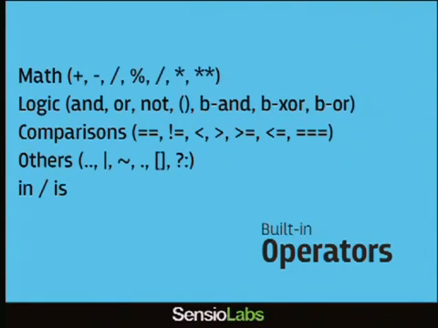So here are the built-in operators. As you can see, we have a bunch of math operators. We have all the logic ones, the comparisons, and a bunch of others I'm going to talk about later on. So the dot, the concatenate operator, the pipe for the filter, and we're going to talk about in and is later on. So now you understand the first main concept of TWIG.